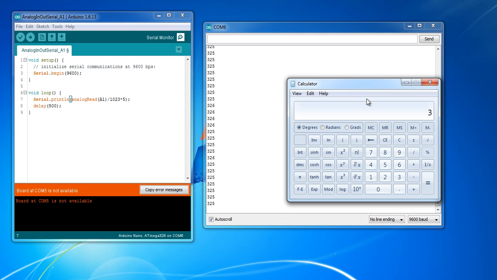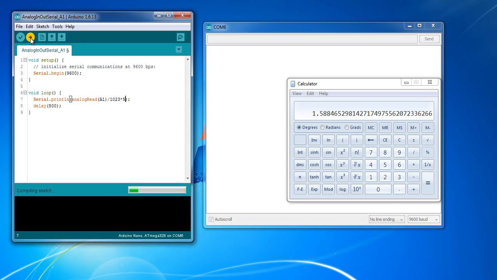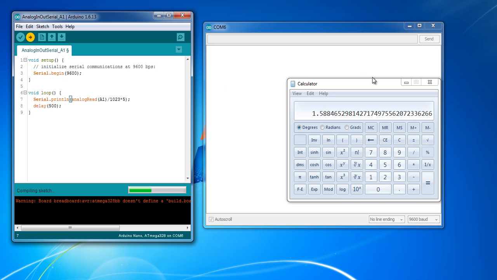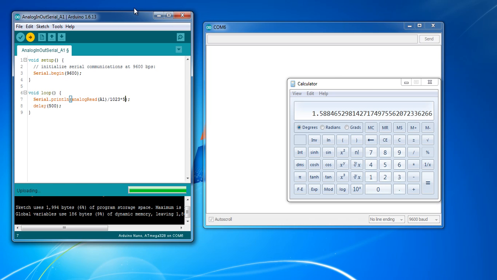So 325 divided by 1023, then multiply by 5. We should see something around 1.6 volts. So that's what this value represents, 1.6 volts. Alright, let's upload this code and see what happens. Give it a minute. This is the first time I'm compiling since I logged into the computer, so it was a little slow.